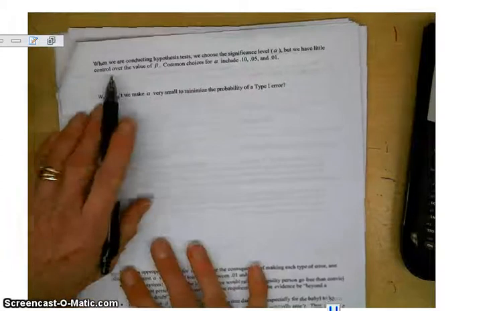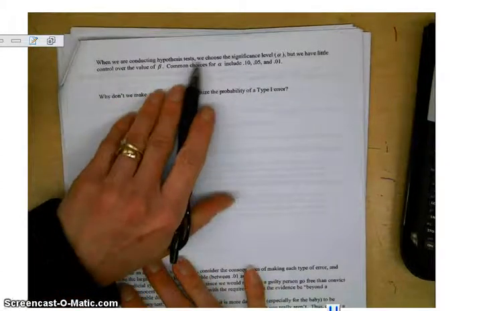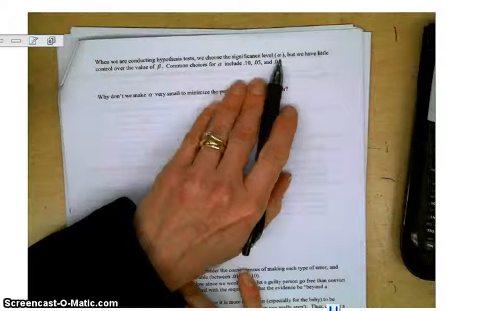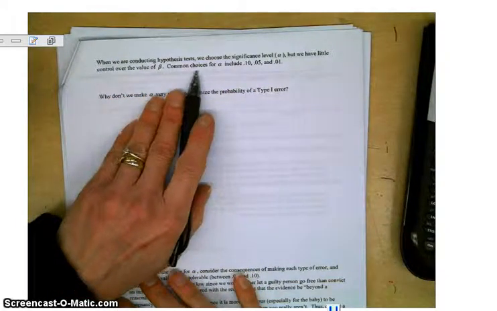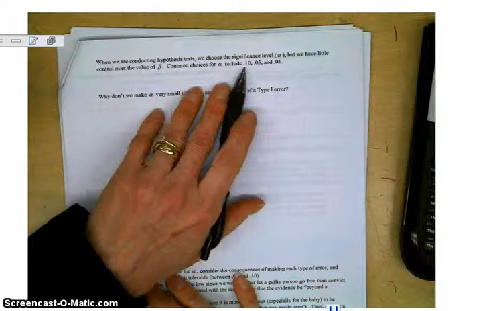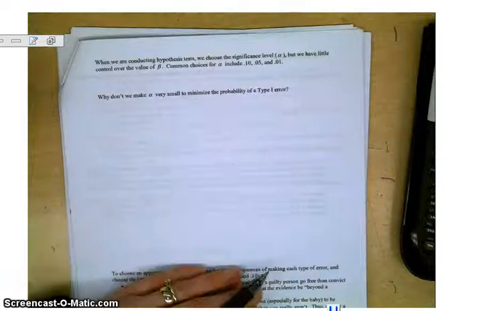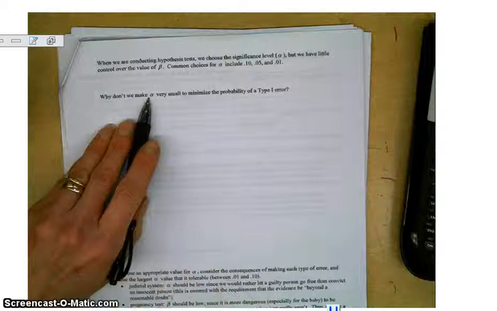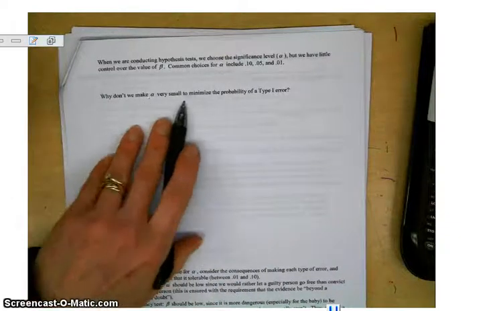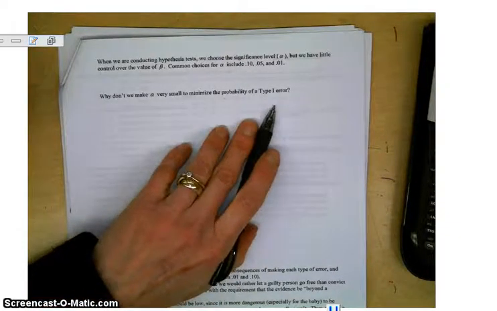All right, so when we're conducting a hypothesis test, we choose the significance level alpha, but we have little control over the value of beta. Common choices for alpha include 10%, 5%, and 1%. So why don't we make alpha very small to minimize the probability of a type 1 error?